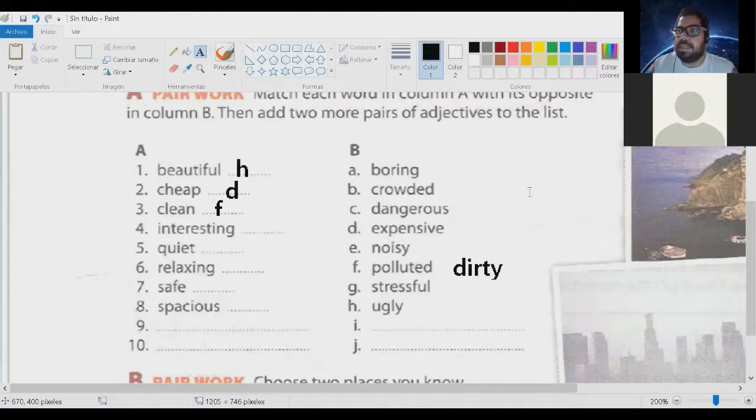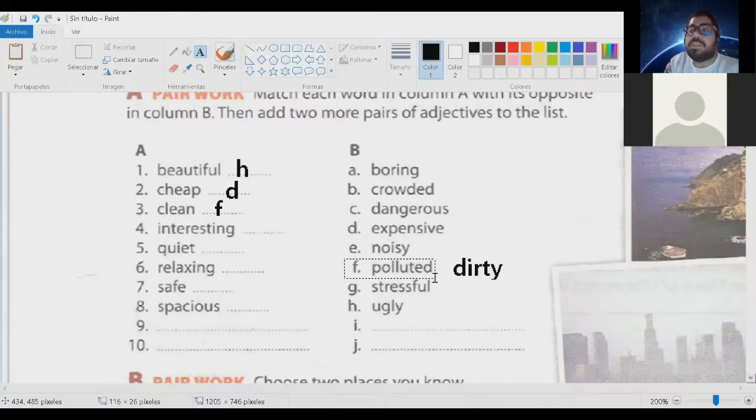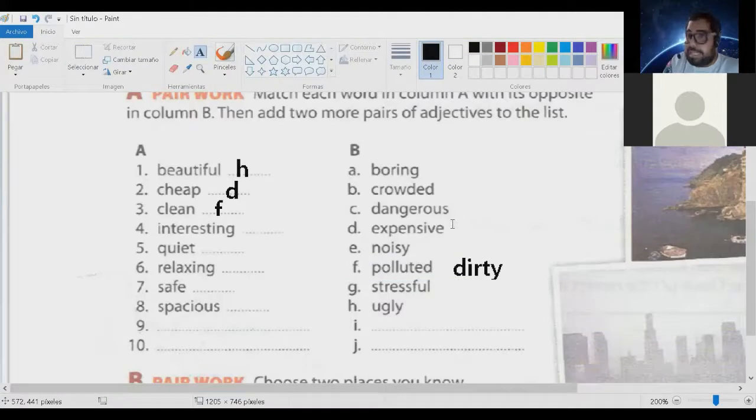Maybe contaminado. Exactly. Look at that, guys. Remember that we're talking about cities, right? So look at this. Polluted is contaminado. And yes, guys, there are many cities or many places that are polluted. Here in Costa Rica, for example, we have water pollution. Unfortunately, we have water pollution. We have noise pollution, okay? Contaminación sonora. So there are many kinds of pollution too.